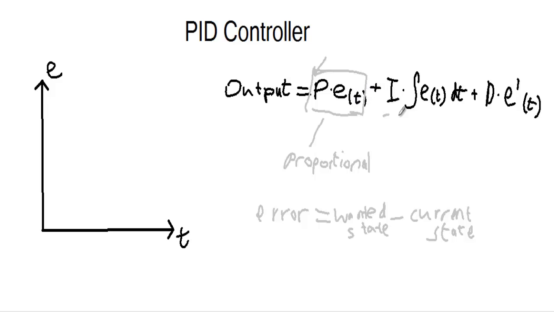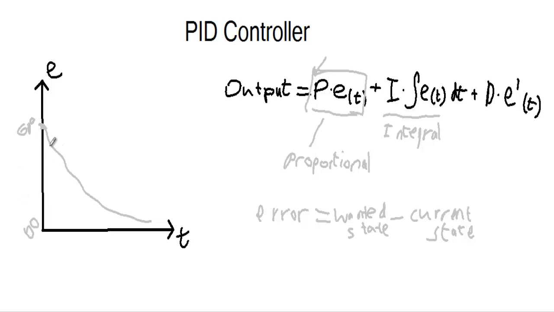Okay, the second argument is the I. I is for integral. It sounds pretty scary, but it actually isn't. Let's draw a graph of E as a function of t. So let's say we're here, and here is our 60 degrees error. Now we're coming to 0. When our error is 0, it means that we are in the wanted state.